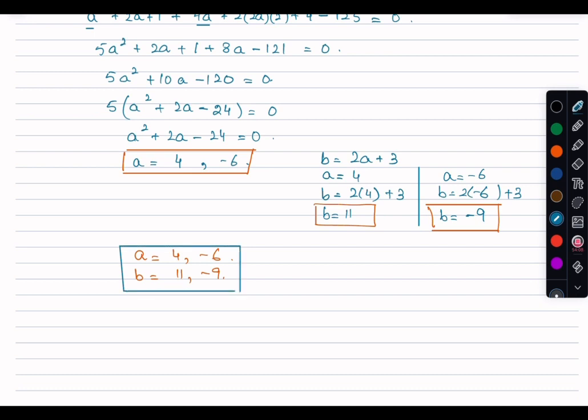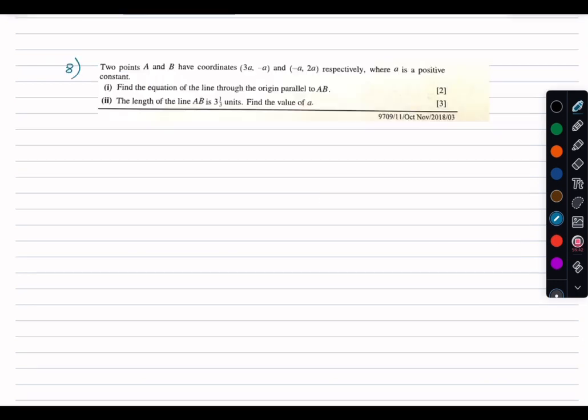So that is the solution to this question. The question which we shall be doing to get a grip on coordinate geometry is from variant 1, October-November 2018, question 3. It says there are 2 points A and B with coordinates: A has the coordinates 3a and negative a, and B has the coordinates negative a and 2a, and again a is a positive constant.